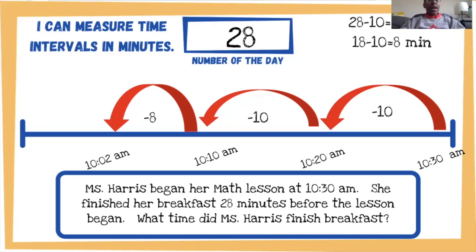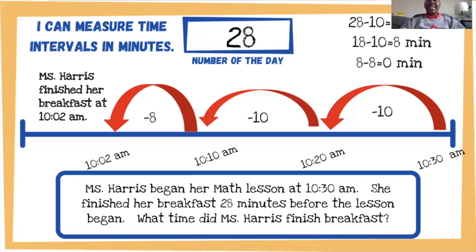Have we taken away all the time that we need to? Well, let's see. 8, take away 8 is 0. Great job. And so what does this tell us? We now know that Miss Harris finished her breakfast at 10:02 a.m.